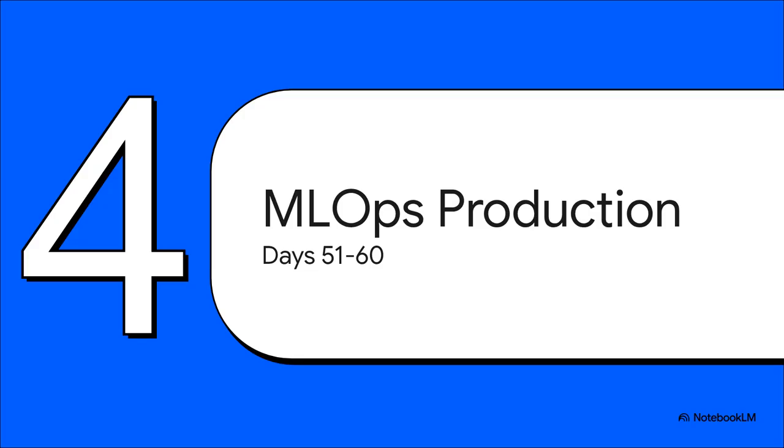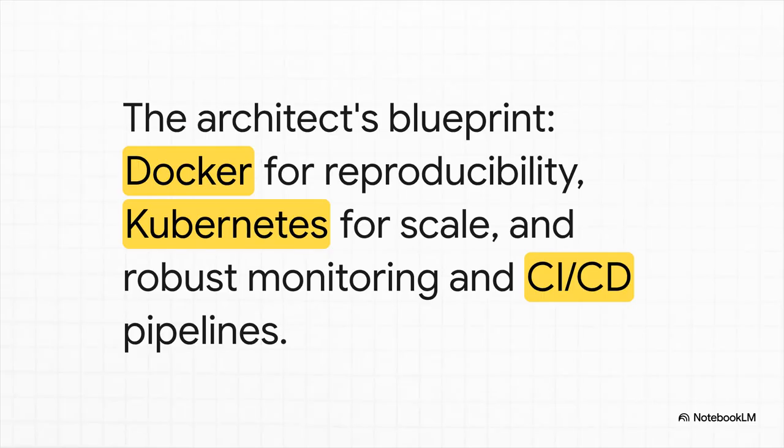We've made it, the final 10 days. This is maybe the most important phase of all, because it's all about MLOps. This is where you stop being just a model builder and you start becoming a true architect, someone who can deploy, manage, and scale everything we've built so far. Think of this as the final boss battle of the whole journey. You're going to master the architect's blueprint. That means using Docker to make things reproducible, Kubernetes to scale them up, setting up solid monitoring, and then automating the entire thing with CI/CD pipelines.